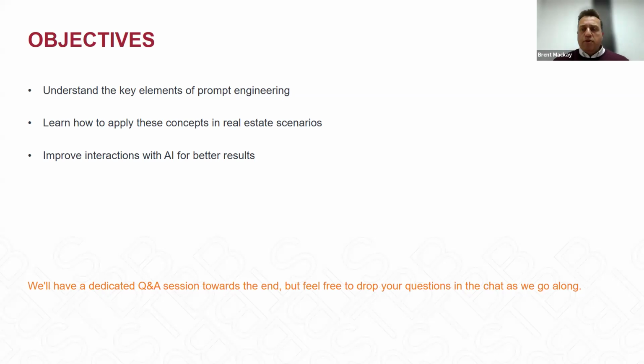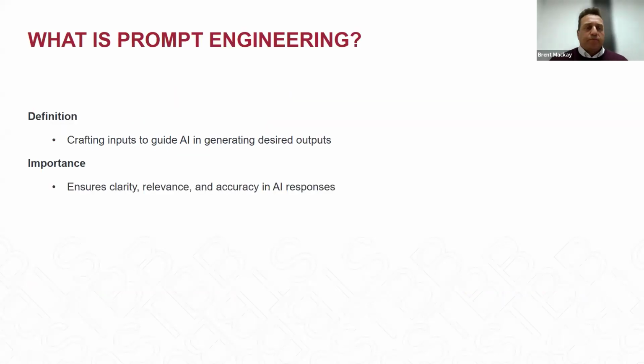Right, so to move on, if we look at what is prompt engineering, so we touched on that briefly, but essentially it is about crafting inputs that guide AI to generate the desired output. So AI has got a lot, and if you give it just a simple question of just give me this, it will produce stuff for you.